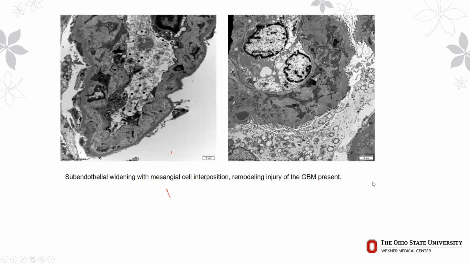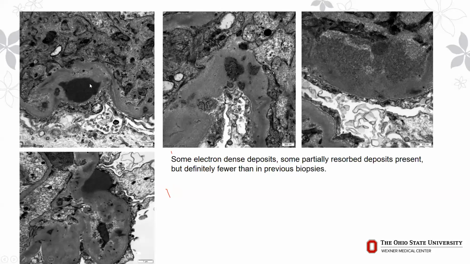On electron microscopy, there is definitely a lot of glomerular capillary wall injury, remodeling. This is the basement membrane, and the endothelium is over here. So there is massive subendothelial widening with electron-lucent material, mesangial cell interpositioning. Same here, which itself can cause a little bit of proteinuria.